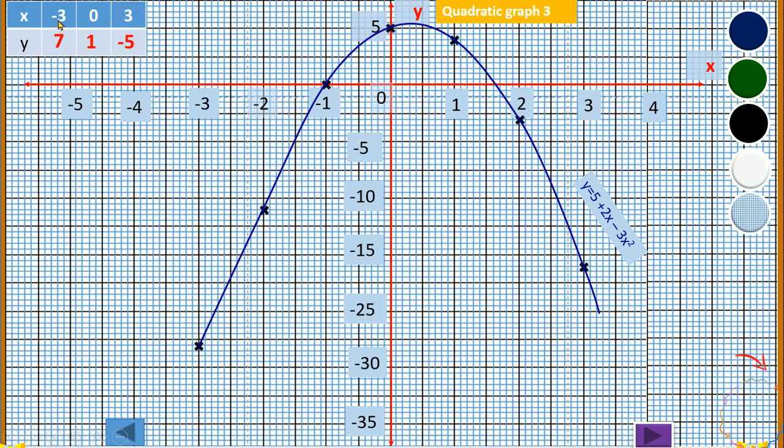So when x is minus 3, y is 7. X is minus 3 here. So y is 5 here, 6 here, and then 7 at this point. When x is 0, y is 1. X is 0 here. X is 0 at this point. Y is 1 at this point. So we are going to have that. And then when x is 3, y is minus 5. X is 3 here. Y is minus 5 at this point.